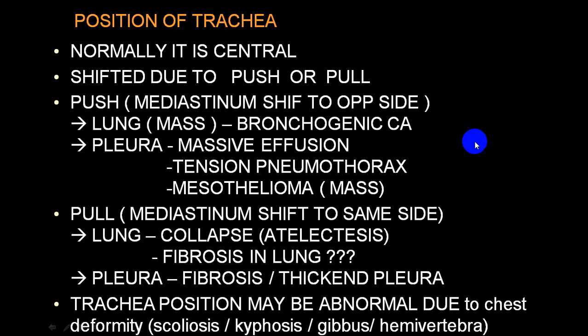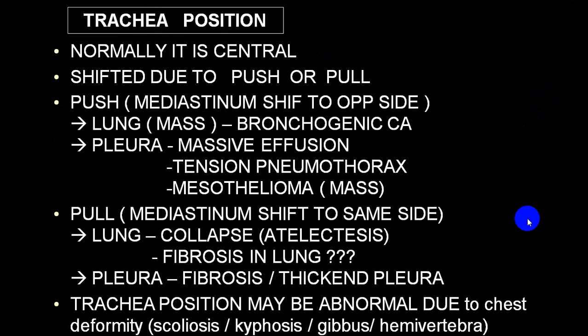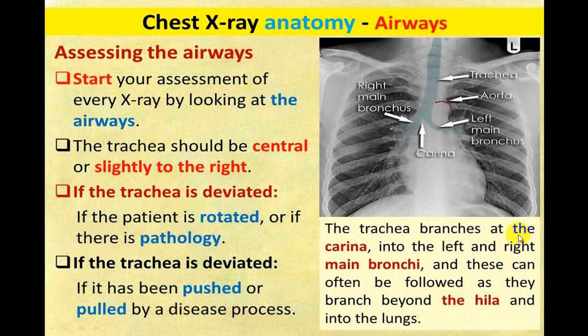An apical lobe tumor will push the trachea to the opposite side, but the mediastinum may not be shifted much. While the pull conditions in the apical lobe are collapse, fibrosis, and thickened pleura. So in a push, there will be only one condition, an apical lobe bronchogenic carcinoma, which we call a Pancoast tumor. So these are the conditions. Keeping all this in mind, now you will have to find out the probable etiology.